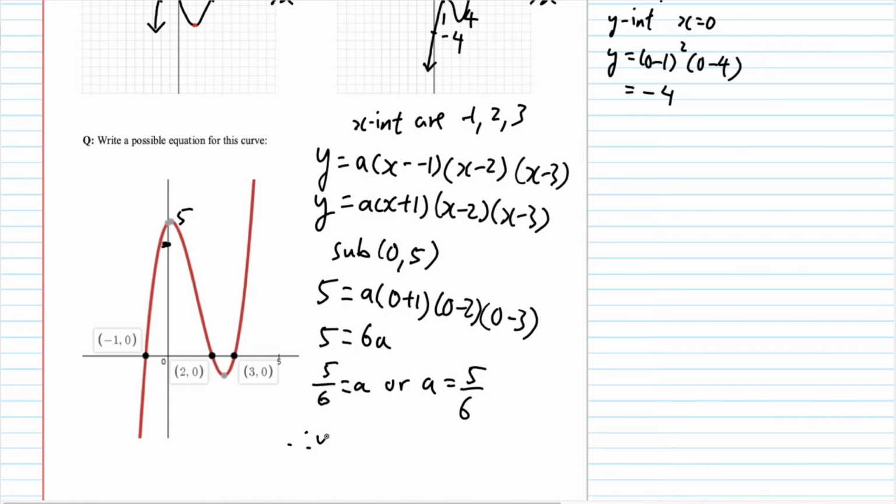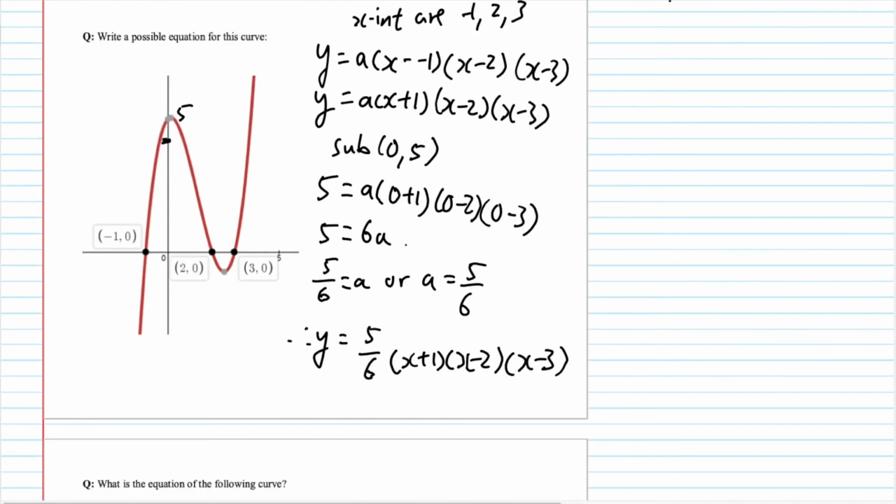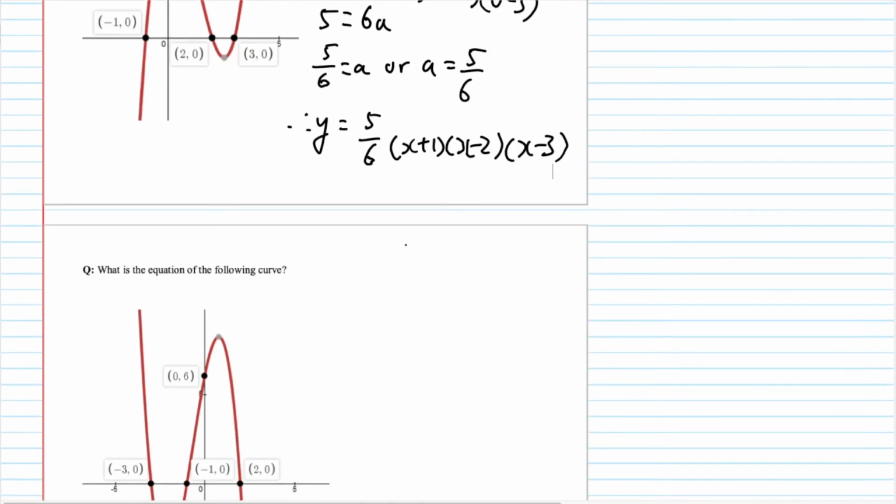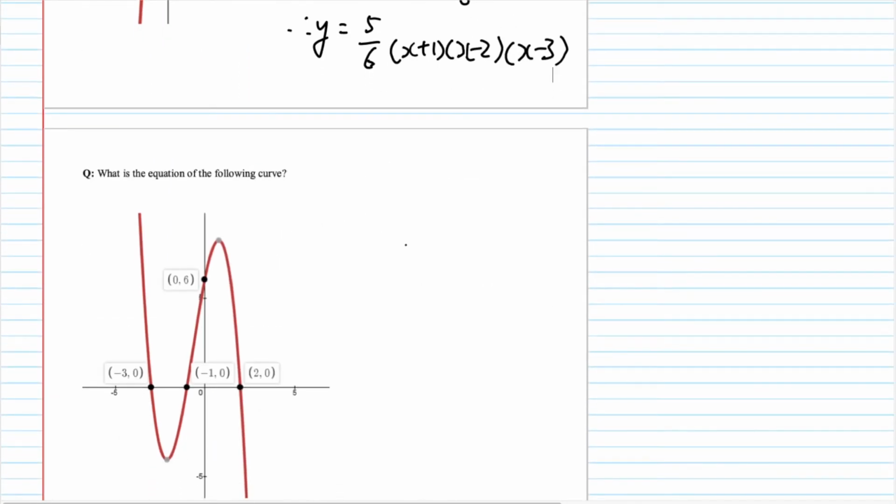So therefore, y is equal to 5 on 6, x plus 1, x minus 2, and x minus 3. Alright, so that's how you can do a question like this. So first of all, you use the x-intercepts to fill in the equation. Second step, you substitute a point into the equation to find your value of a. And that's how you do it. Alright, let's do another question.